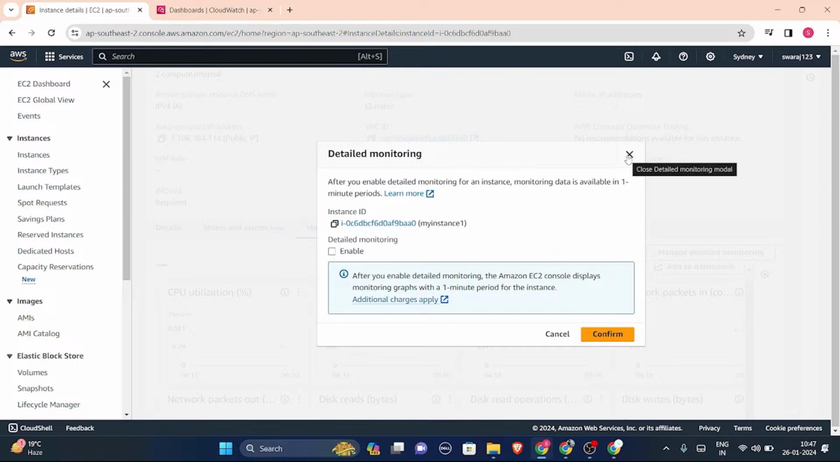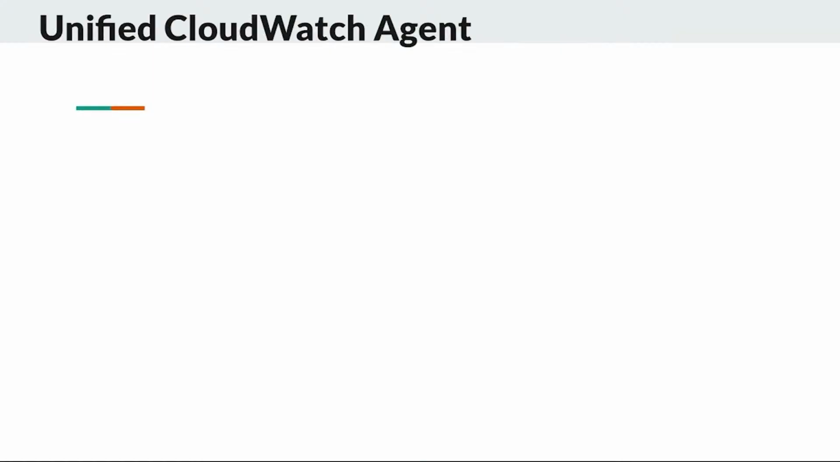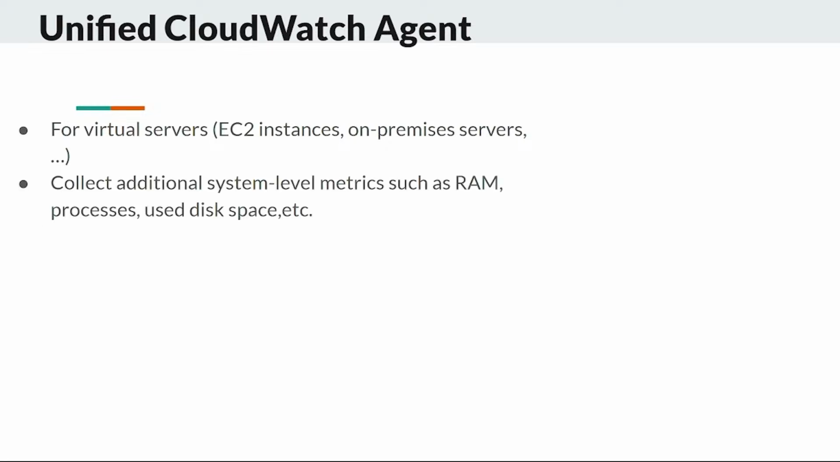So this was the thing, how you can see that CloudWatch is attached to AWS. We will see unified CloudWatch agents. For virtual servers, EC2 instances or on-premises servers, these unified CloudWatch agents are there. They collect additional system level metrics such as RAM, process, used disk space, etc. They collect logs to send to CloudWatch Logs, like access logs or error logs, whatever the processes being run in your virtual servers, all these are collected by these.